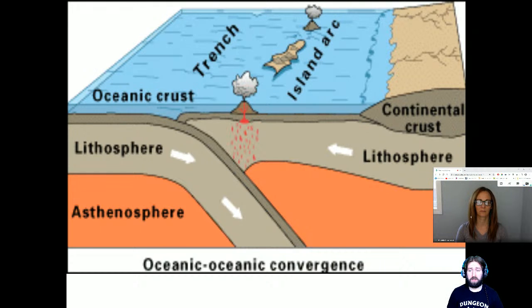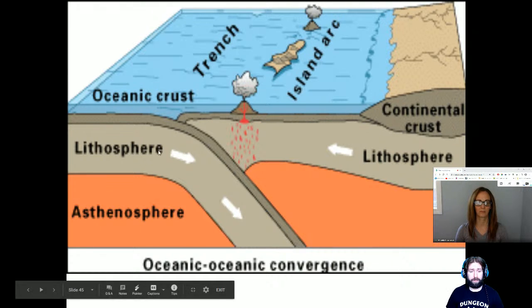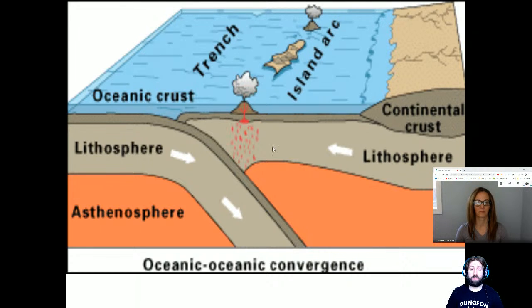So what happens? Well, it's extremely similar to oceanic-continental, where you have one plate that will be colder and therefore more dense, because it's just been in the ocean for longer than the other oceanic plate, and so you get another subduction zone. So right here you can see it'll form another trench, and the only difference is instead of those volcanoes being on land, you get a volcanic island arc.